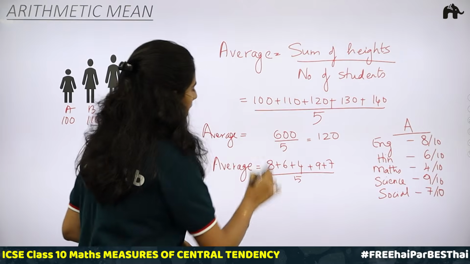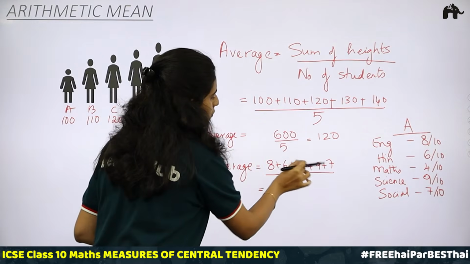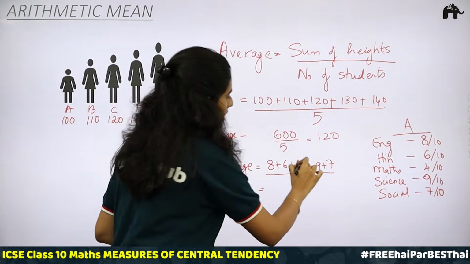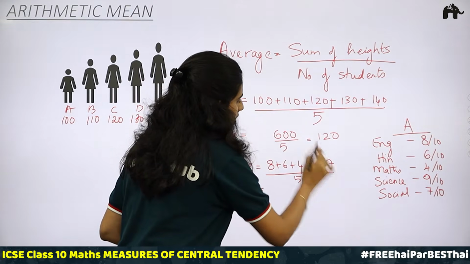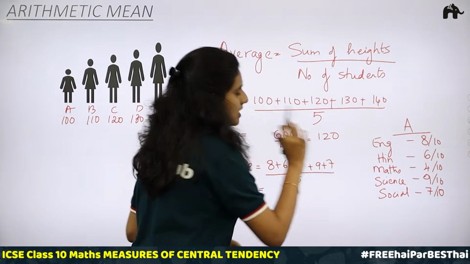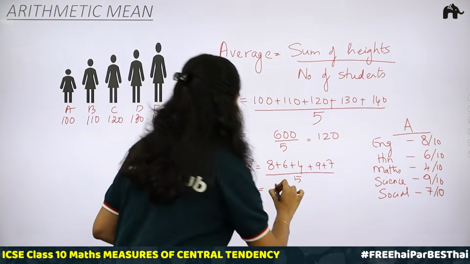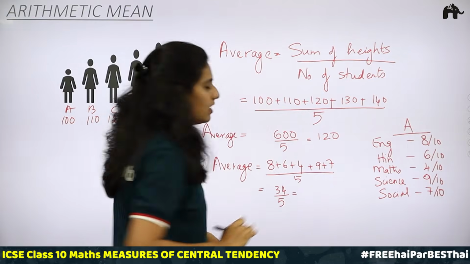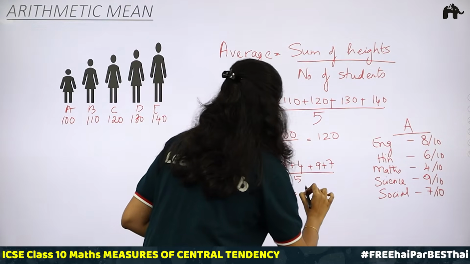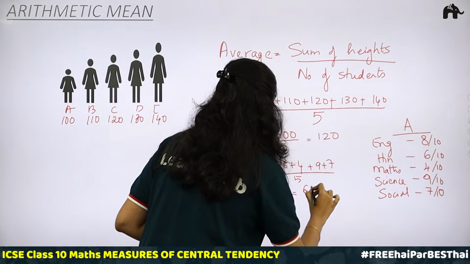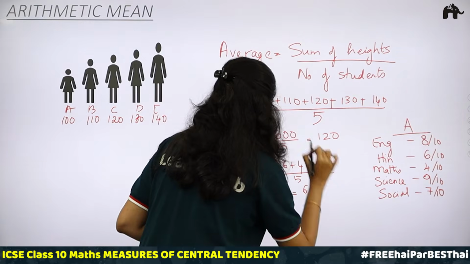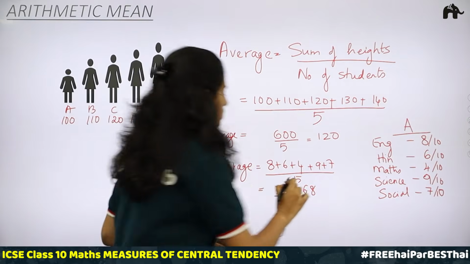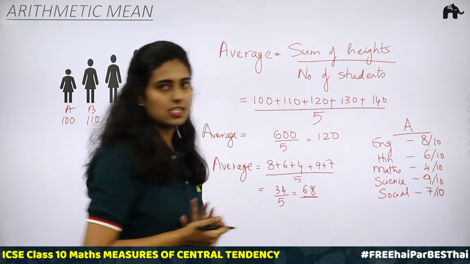Now on adding, 8 plus 6 is 14. 14 plus 4, 18. 18 plus 9 is equal to 27. 27 plus 7. What is 27 plus 7? You will be getting 34. So 34 divided by 5. What is 34 divided by 5? You will be getting 6.8. Okay, 6.8. So this is the average mark the child gets.